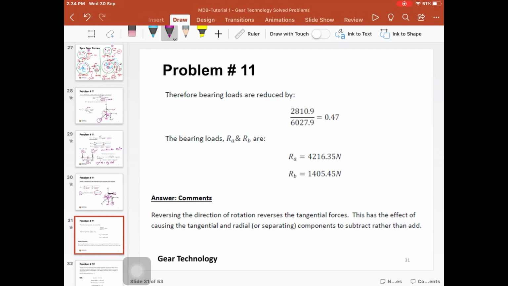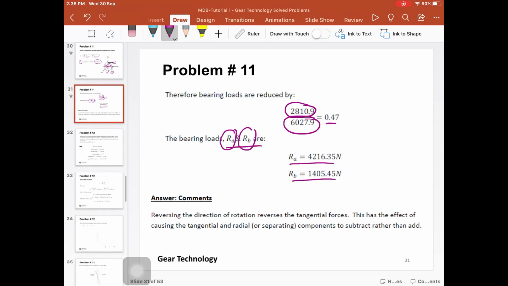So the ratio between the normal force in the second case, case B, and case A is 0.47. So the ratio between them is almost 50%. So once you reverse the direction of rotation, the reaction forces reduce by almost half, or exactly 47%. So based on this ratio, we can multiply the reaction at point A by 0.47 and the reaction at point B by 0.47, and the reaction force values are shown here.